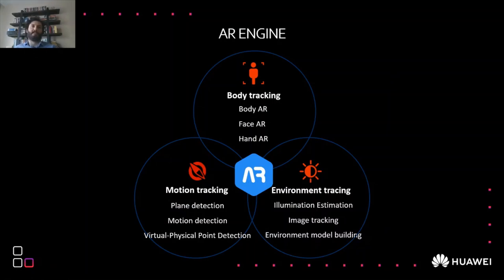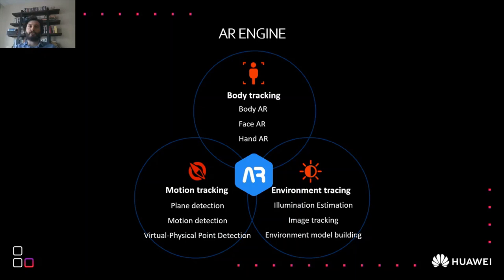One of the important innovative parts of our kits is AR Kit, the augmented reality engine. With this engine, you can accurately understand and track human bodies, motion and environment. You can also converge the virtual and physical environment together. For example, you can have body tracking with body, face, hands, or skeleton tracking. You can track the motion, and the planes of the environment. You can also detect the motion, and for the environment part, you can track the change of illumination, and track the image and environment features. These are not limited to those functionalities. We have more in this engine.